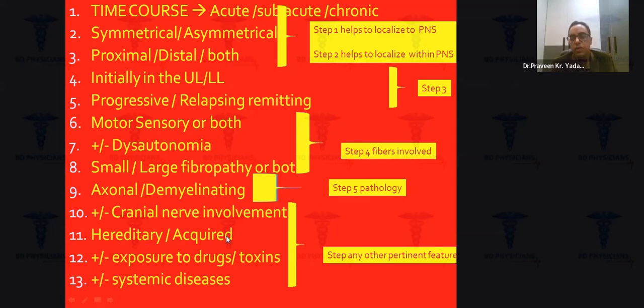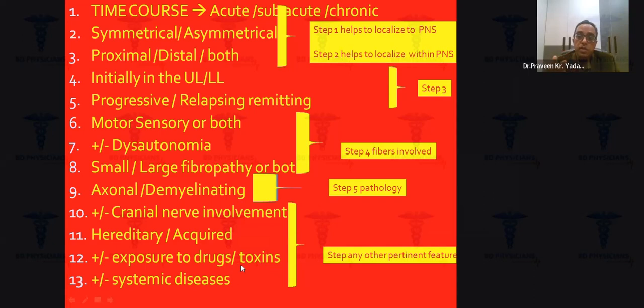Then hereditary and acquired. Some of the neuropathies may be hereditary neuropathy. So you have to ask the family history of a neuropathy because there may be some underlying hereditary neuropathy, and along with that, there may be diabetes which may be associated. Then exposure to drugs and toxins, very important. We all know many medications can give rise to neuropathy.